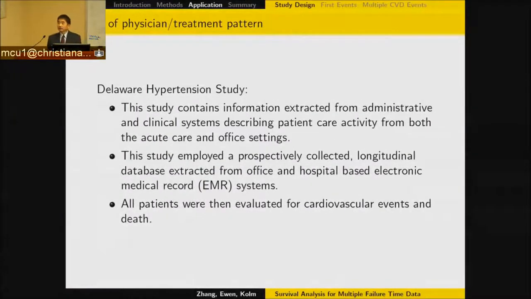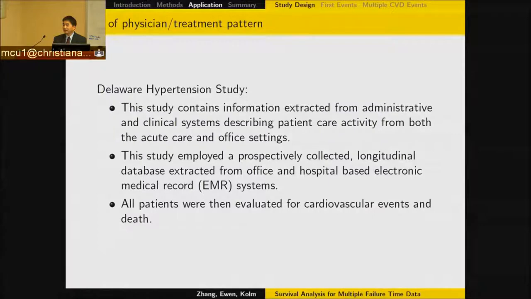Now, let's move on to an application of multiple events. We will look at how we can use multiple event survival analysis to do the analysis. This project was conducted many years ago. It's called the Dartmouth Atlantic Study. This study contains information from an administrative and clinical system related to patient care activity from acute and office settings. This study employed a prospective collection, which now becomes a retrospective longitudinal database extracted from an EMR system.